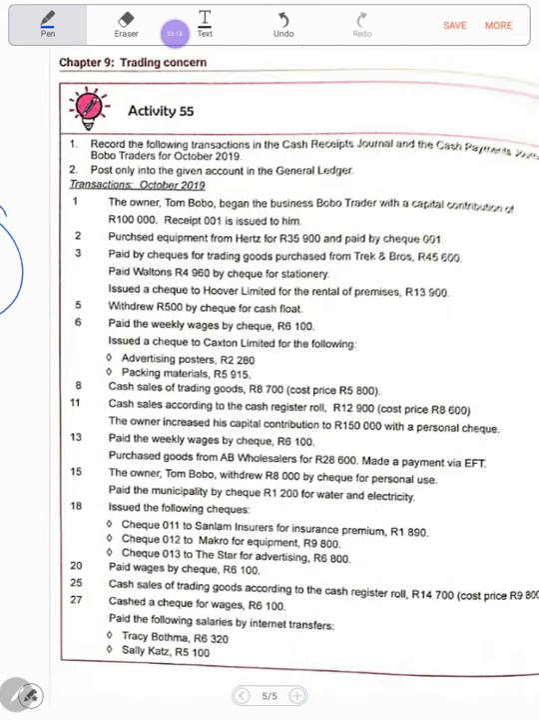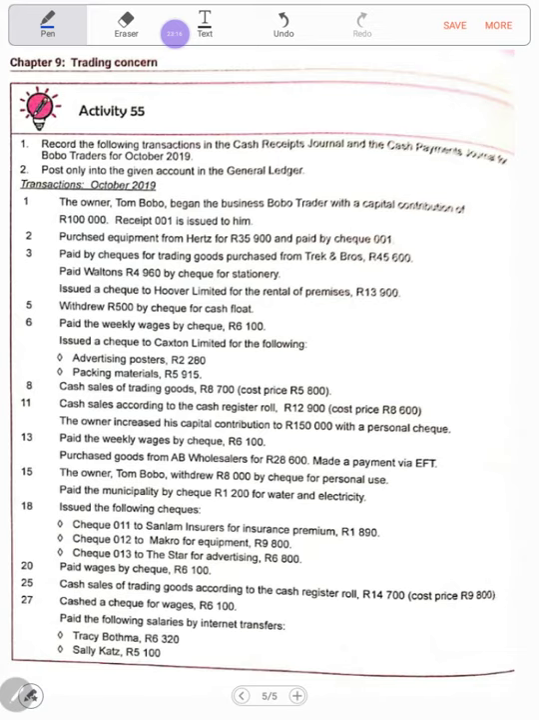Moving along now to week 3's work, you have got to complete activity 55 for week 3, and it is still a trading business. This time around, you just have to complete your cash receipts journal, cash payments journal, and post only to the given general ledger account. So grade 8s, go through the transactions, see where you're receiving money, see where you are paying money out. Alright, and post to the relevant accounts.